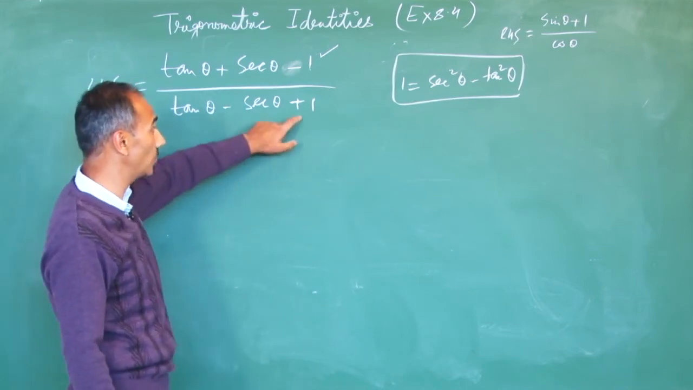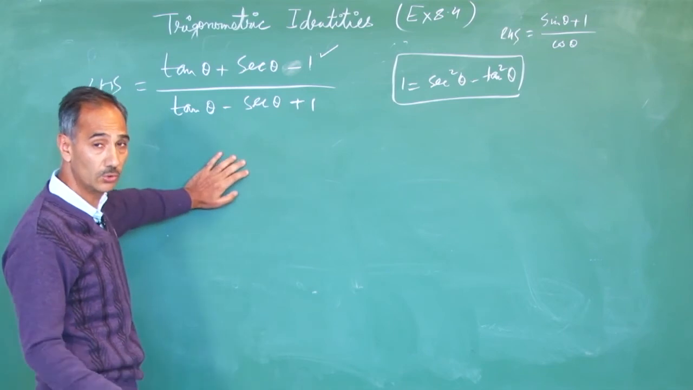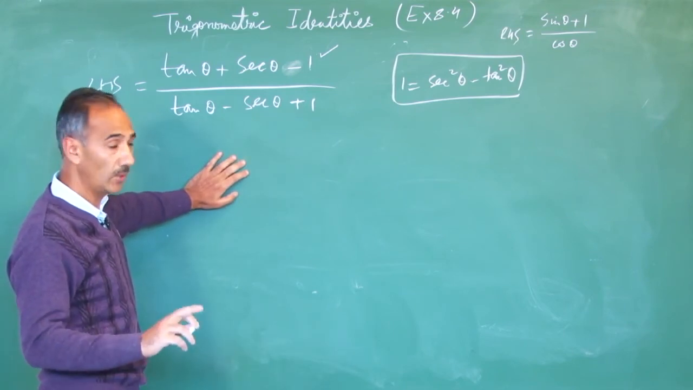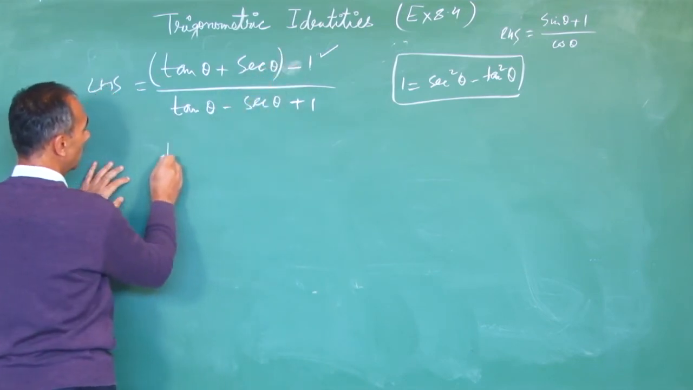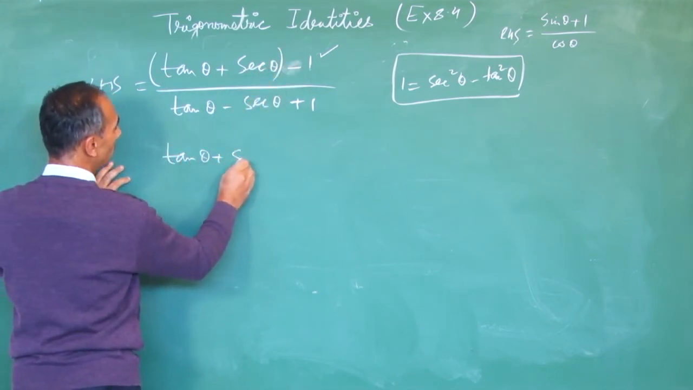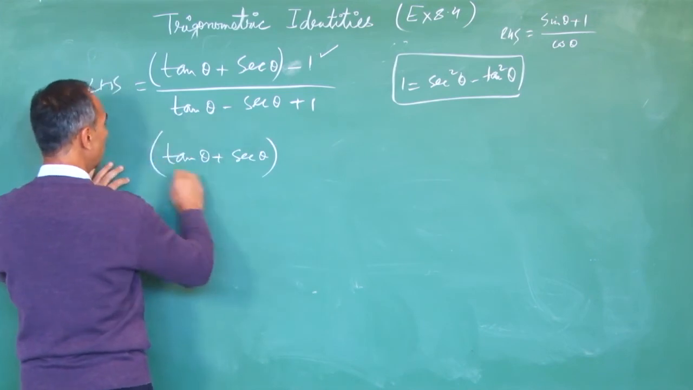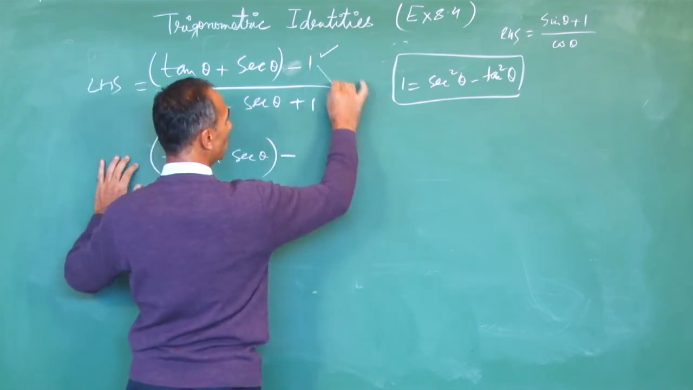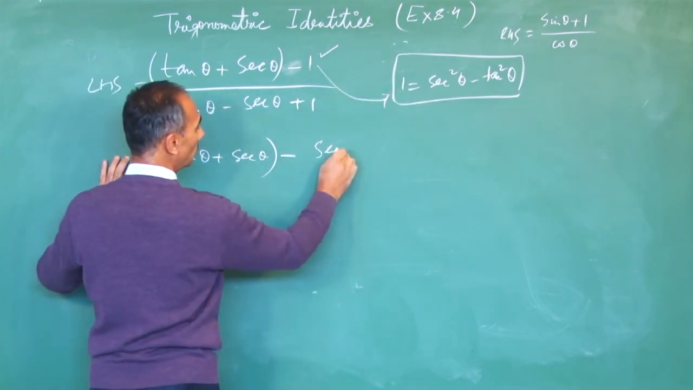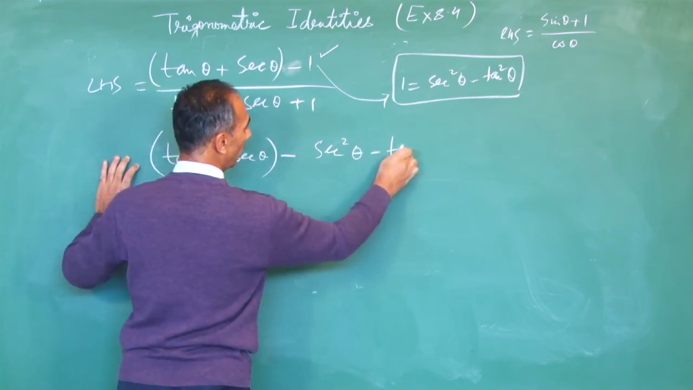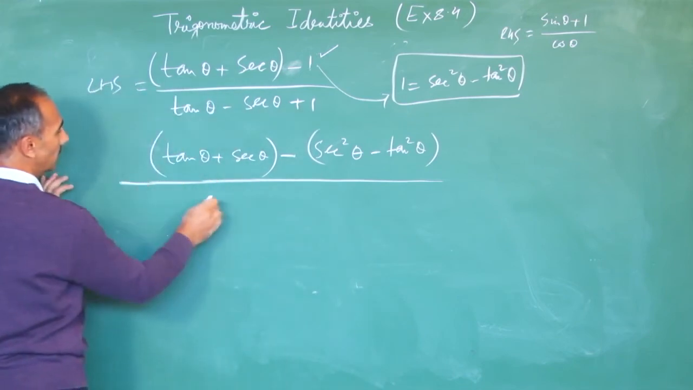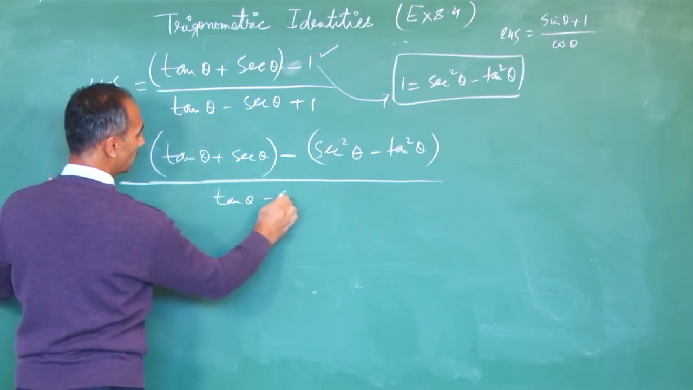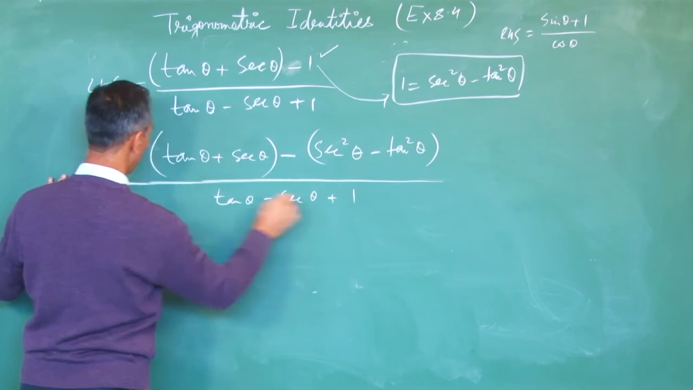Which one? The plus 1, the minus 1, or both the ones? No, the minus 1 with the minus sign. So rest remains same. This remains as it is. So tan theta plus secant theta is as it is, minus this 1 will be replaced by this result. So I'm going to replace it by secant square minus tan square theta. And denominator as it is. Tan theta minus secant theta plus 1.